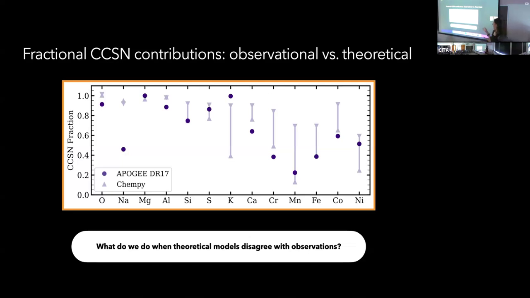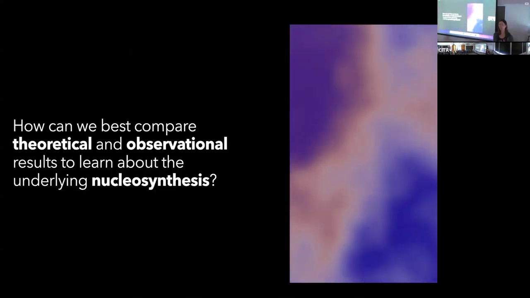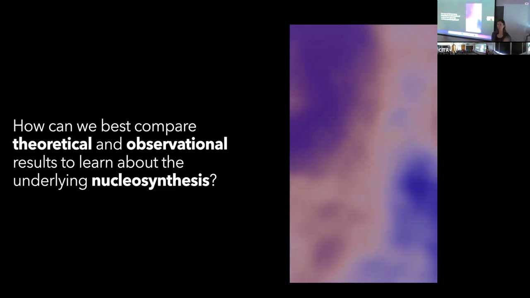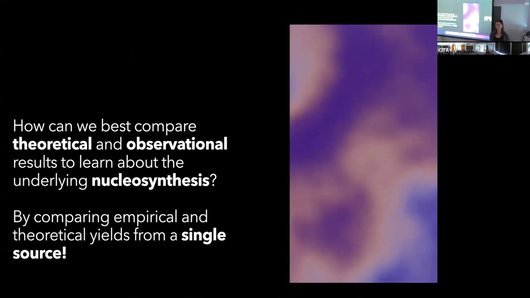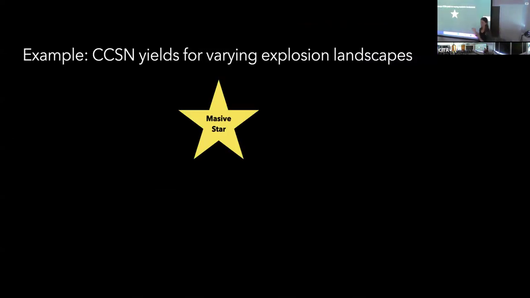To try and get a better handle on how we can compare these observational constraints to theory, though, we want to try and look at just an individual source. So not core collapse, type 1A, AGB all mixed together, but just one source. So I'm going to use core collapse supernovae as a starting point.